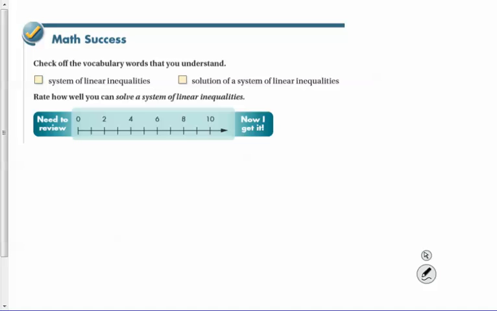So a system of linear inequalities is what we just said. It's two inequalities crossing. There's a feasible region. The solution is that feasible region, and check where you belong.